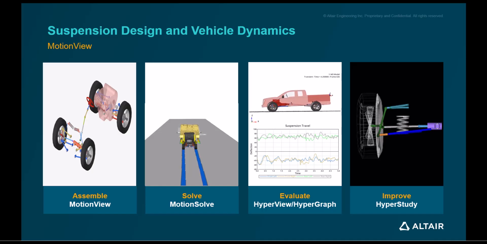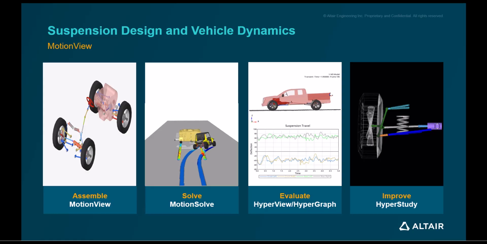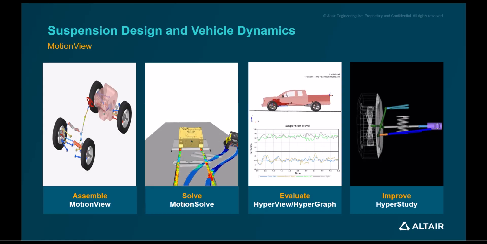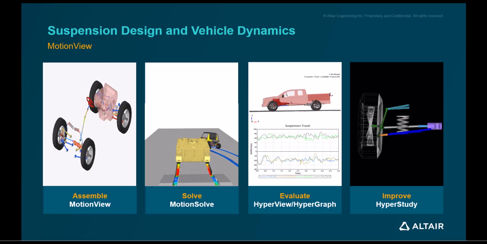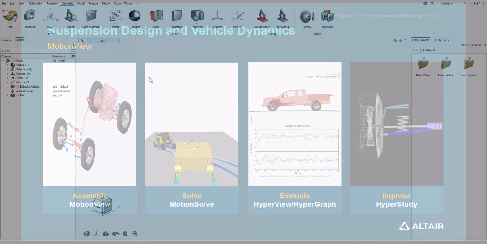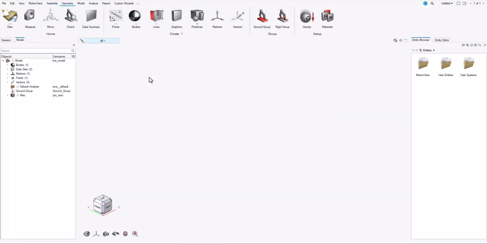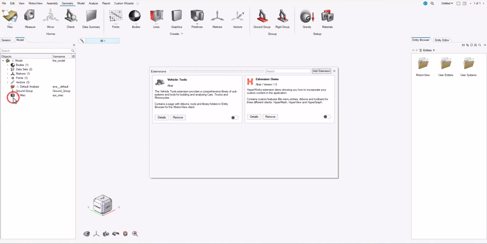To show you how seamless MotionView is to use, let's head into a demo where I generate a front suspension from our FSAE library and go through the setup and verification process. With MotionView loaded, we need to load the Vehicle Tools extension. So let's go to File, Extensions, and Enable Vehicle Tools.